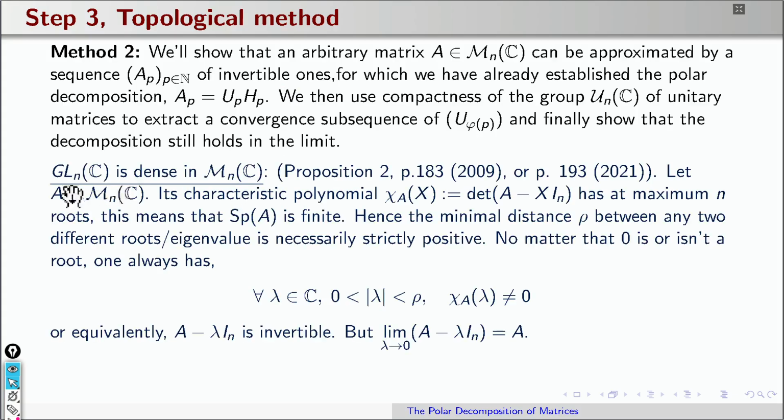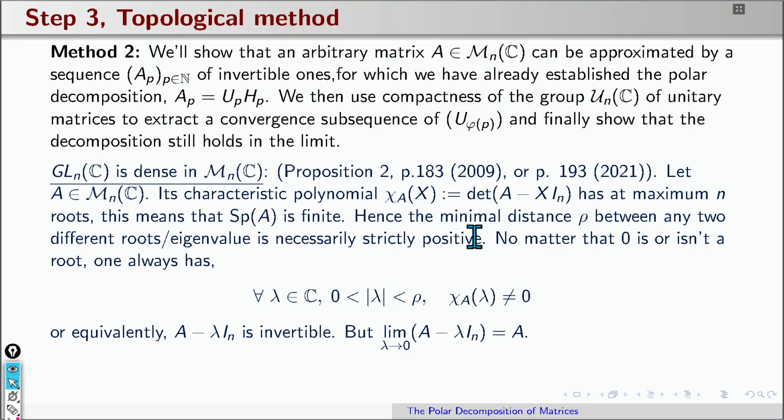First step, density of invertible matrices. It is basically the fact that the spectrum is finite. So we look at this polynomial in X, determinant of A minus X identity. A root of this polynomial is a lambda such that this polynomial equals 0. And because this is a polynomial of degree n, it has at most n different roots. So the roots are the same as the eigenvalues, because if the determinant is equal to 0, it means that this matrix minus lambda identity is not invertible. Not invertible means that this lambda is in the spectrum.